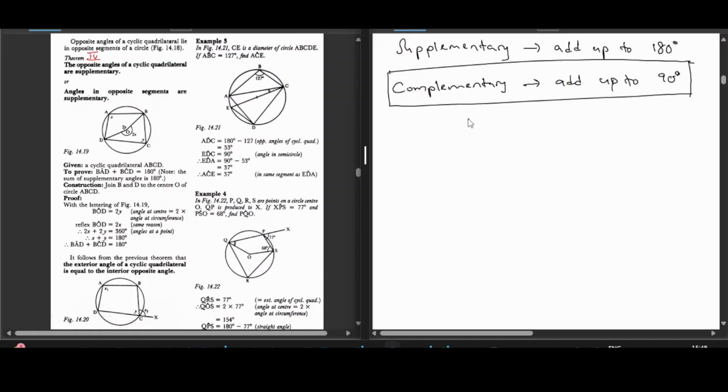We defined a segment. We create a segment using two things: it's either the arc or the chord. So if we use a chord, it will be something like this. This is a major segment.